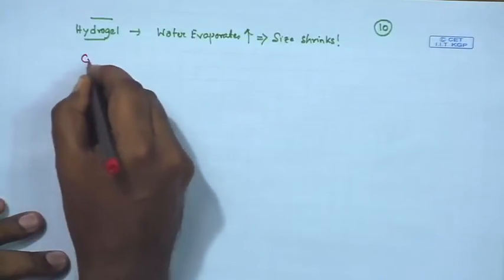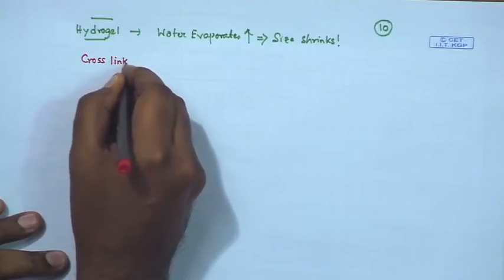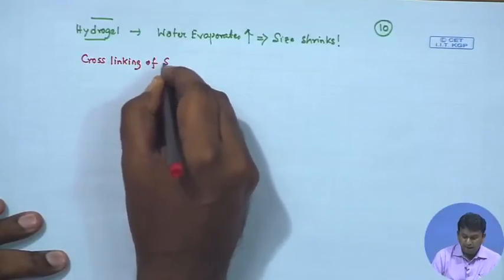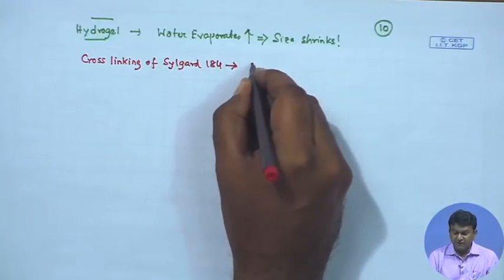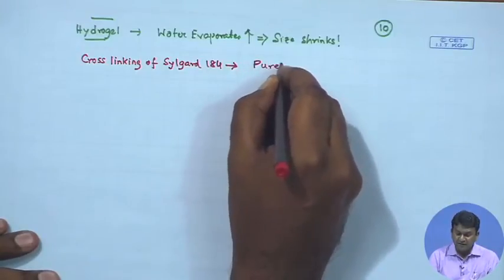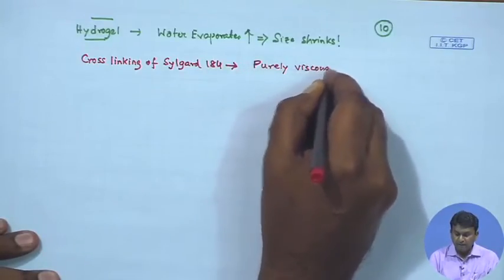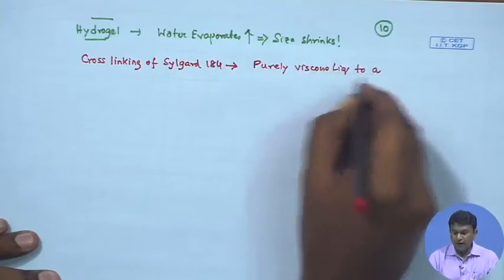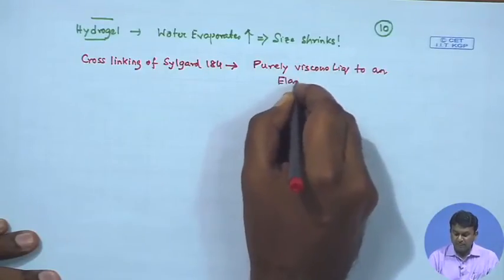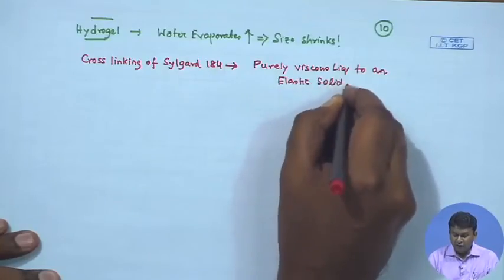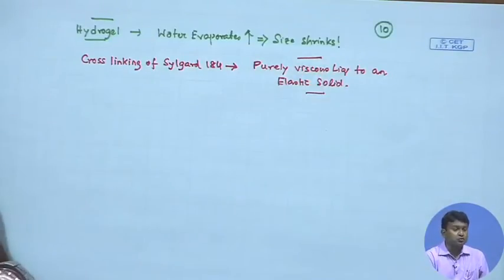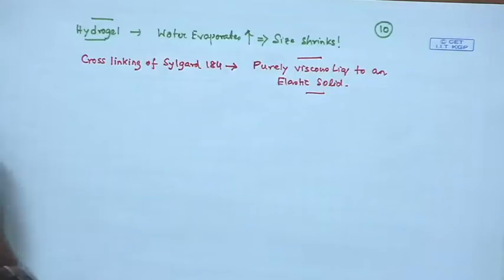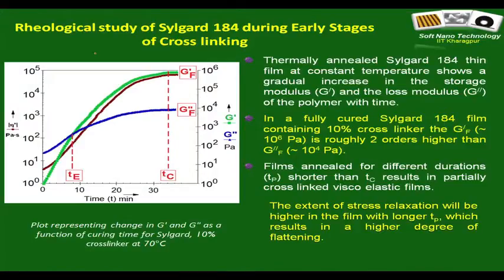So, rheologically what is happening? This cross-linking process is actually transforming a purely viscous liquid to an elastic solid. And therefore, if you now look at the transients between these two stages, what is happening? This transition has to be through different levels of viscoelasticity, which one can clearly see if one does a rheometry during the transformation process.